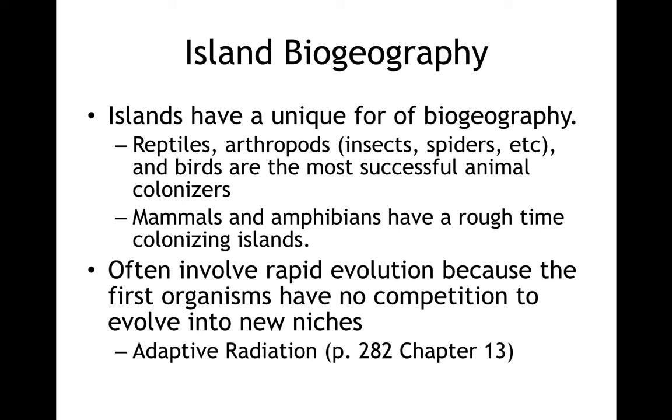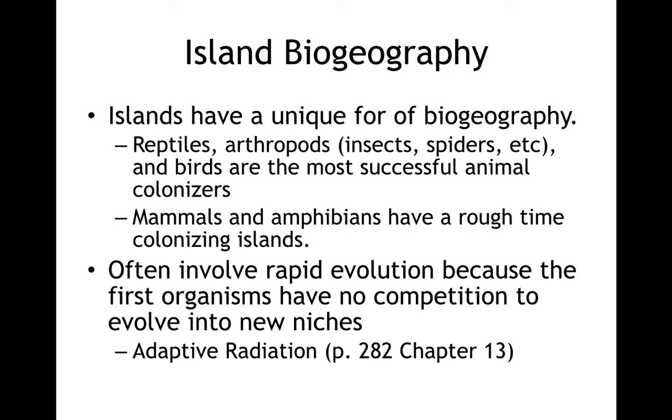The pirates and the other ships that came to the Galapagos Islands would take tortoises from the islands because it was a great fresh source of meat, and the tortoises required very little food and very little water to survive. So they could take these tortoises on their ships and just wait until they needed them to consume them. So reptiles, arthropods, birds, very good.